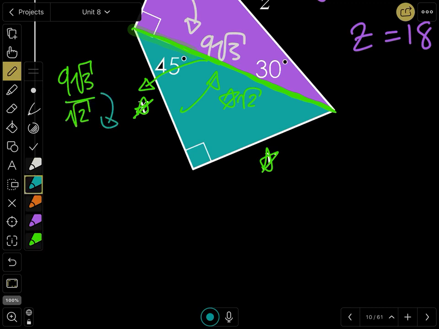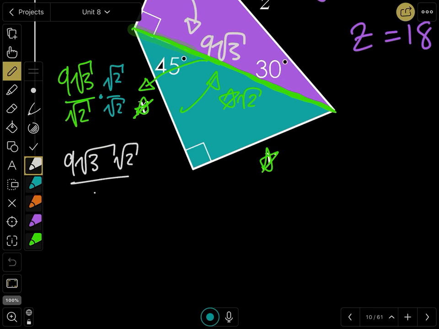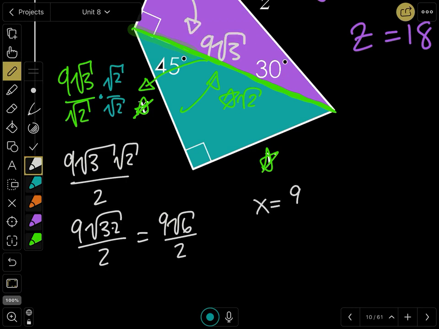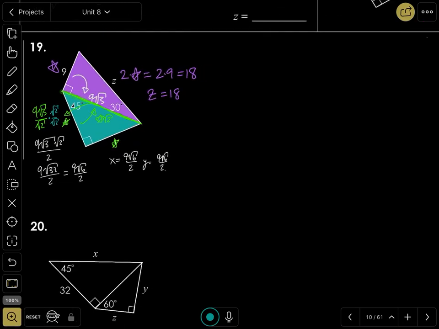And just a reminder that we will multiply by a very special 1, and this will turn into 9 times square root of 3 times the square root of 2 over the square root of 2 times square root of 2, which is just the number 2. And the top will turn into 9 times 3 times 2 over 2. So this is going to be 9 times 6 over 2. So x is equal to 9 times the square root of 6 over 2, and y is also equal to 9 times the square root of 6 over 2. All right, let's look at another problem.